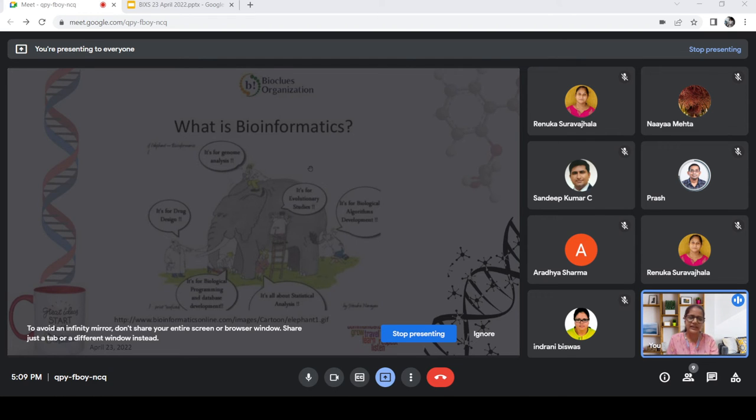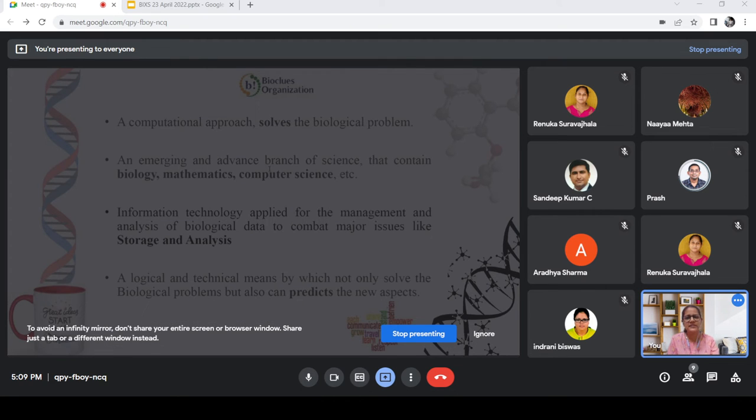Yeah, you are correct. Bioinformatics is a wholesome approach to solve biological problems. No matter how complicated your problem is, bioinformatics always comes with tools and software which help us to understand the concepts of biology better. So, in literal terms, it is a computational approach that we use to solve biological problems. It is an emerging and advanced branch of science that mixes biology with mathematics, computer science, physics, chemistry, and every domain of science.